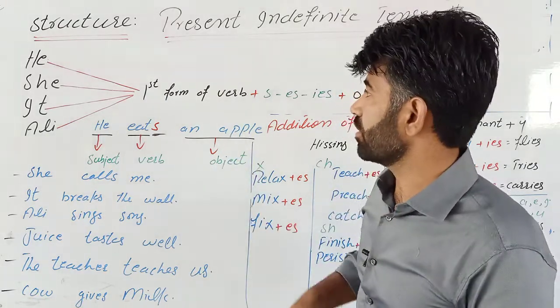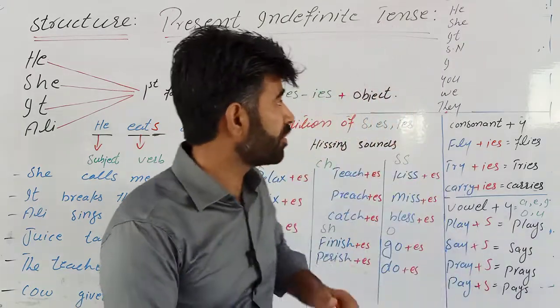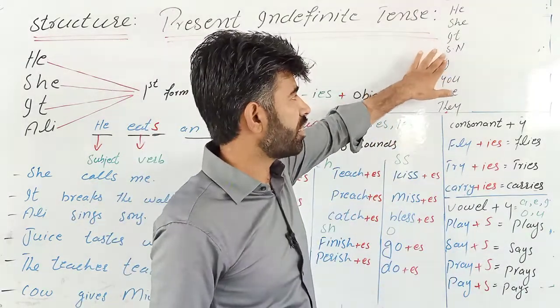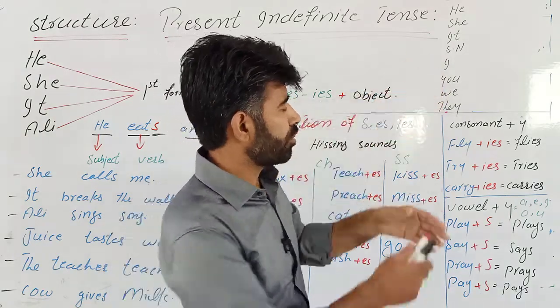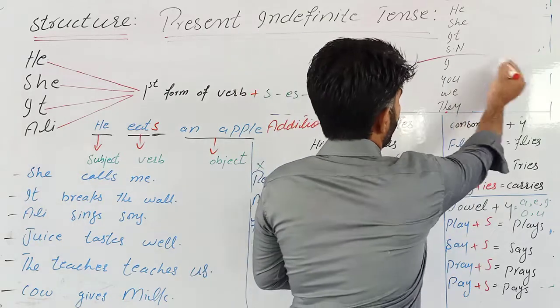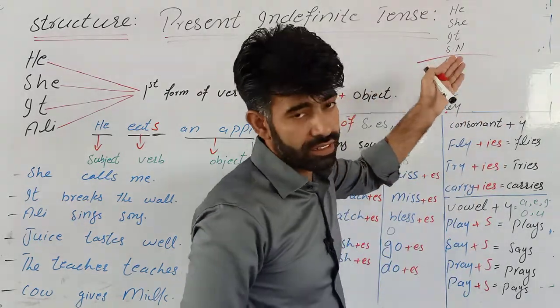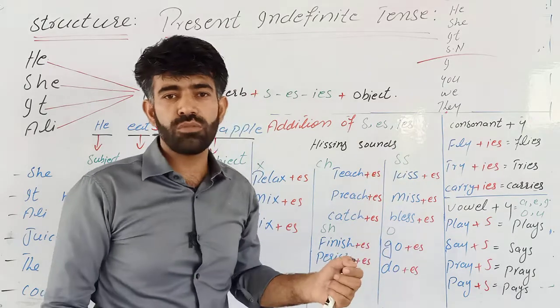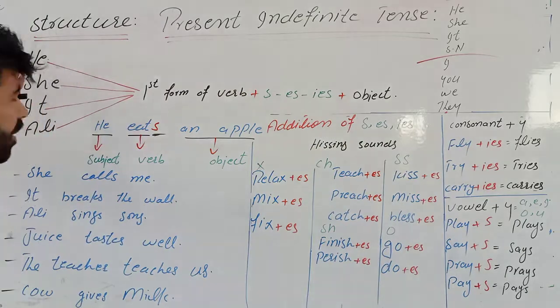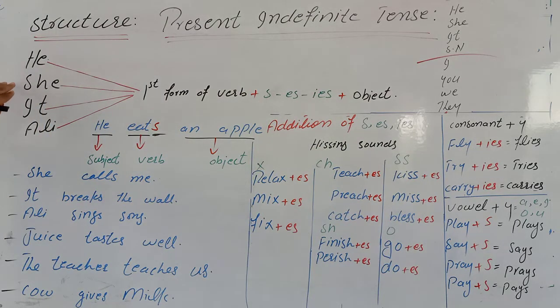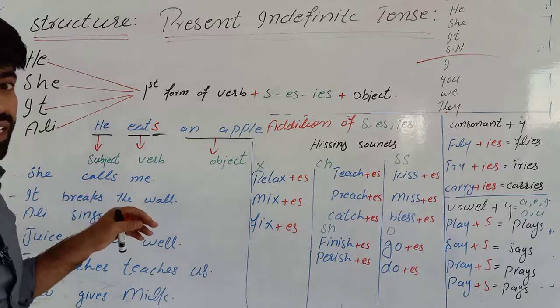So let's get started. Here we have different pronouns like he, she, it, singular noun, I, you, we, and they. But today we are going to talk about only half of these: he, she, it, and singular noun, and we will talk about how to make positive sentences with these pronouns. Singular noun can be anything. It can be Ali, a room, a teacher, a dog, a picture.